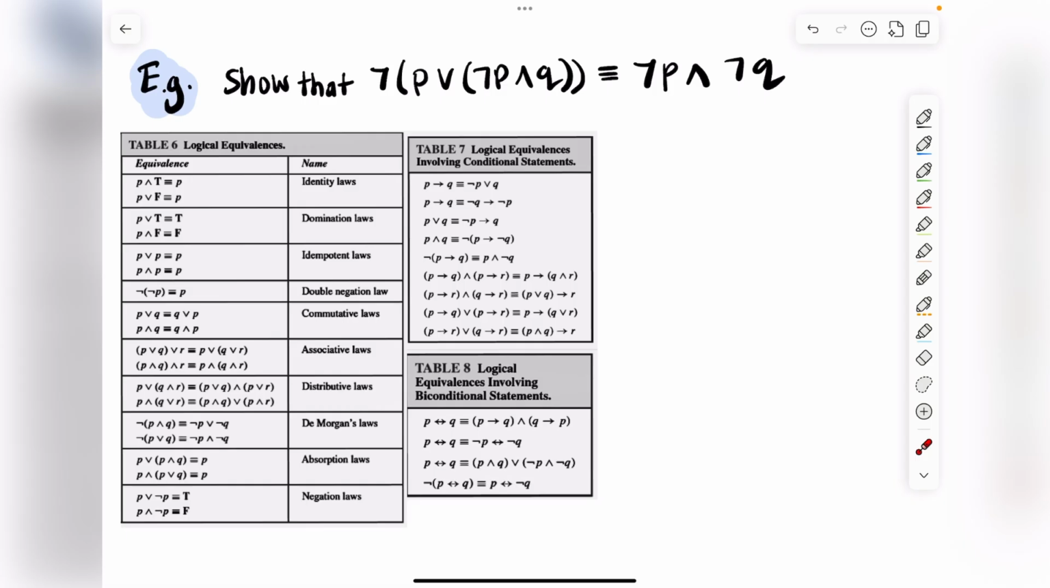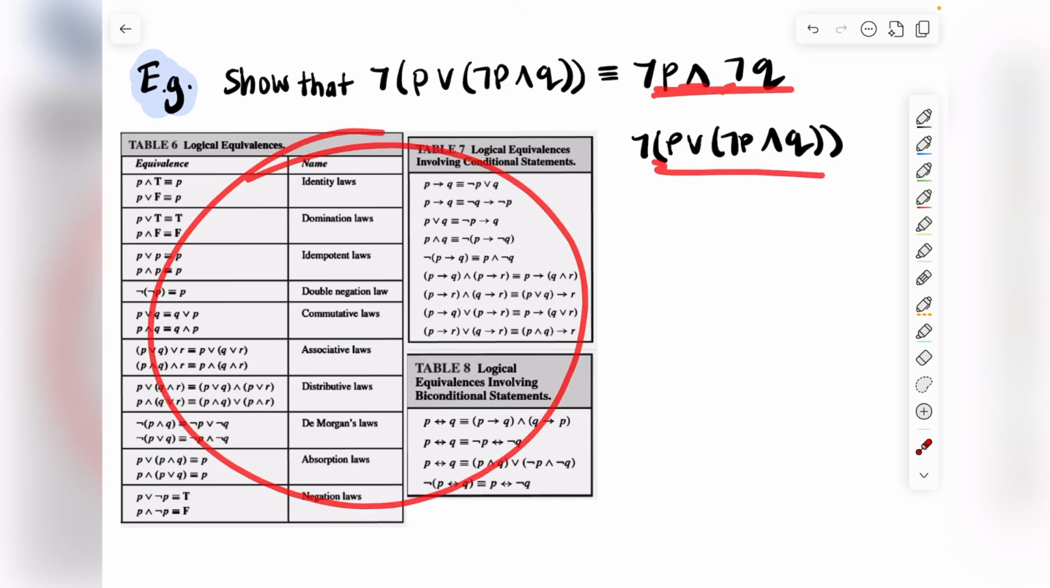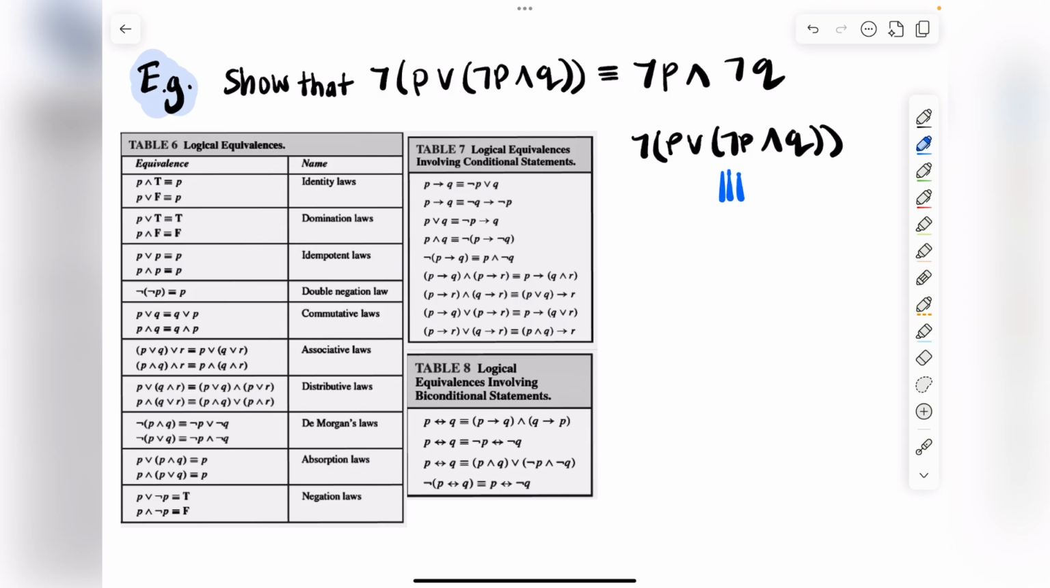We're told to show or prove that this compound proposition is equivalent to this compound proposition. Again, you want to identify the longest or most complicated looking side. That's this one, so I'm going to start off with that. Then the goal is to realize I need to get this side to look like this side using this table. So I'm going to say, okay, what is this equivalent to?